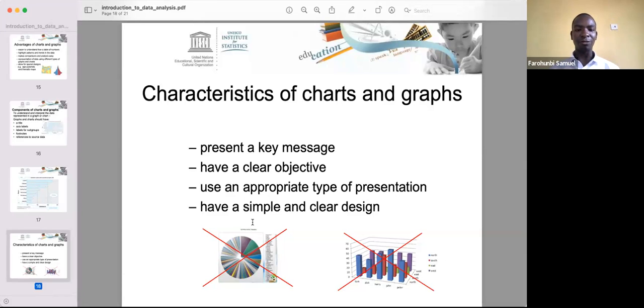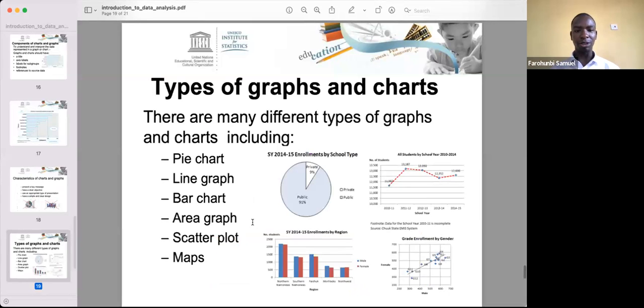This is one of the things that are very, very important when you are doing data analysis, particularly with charts and graphs. Before we go to the proper explanation, proper example, let me show you some types of charts and graphs. For those of us that have been in the sciences, you know that there are different charts and graphs being used to present scientific reports.